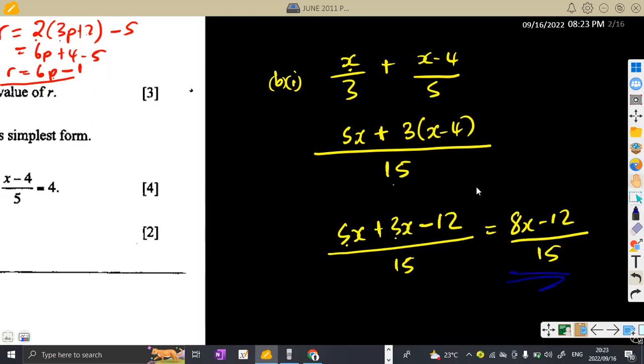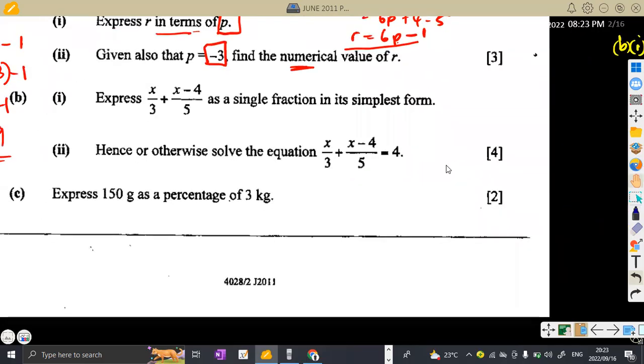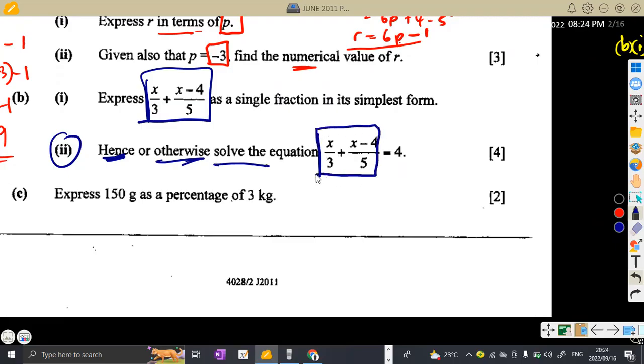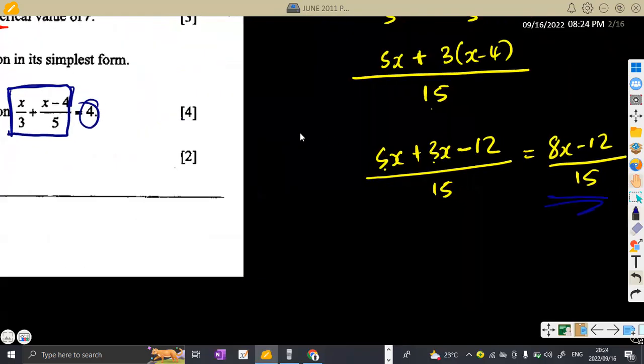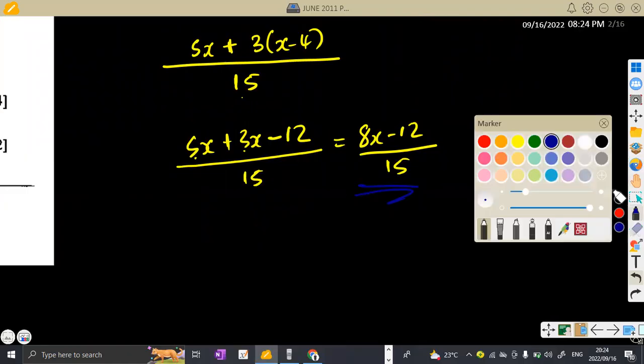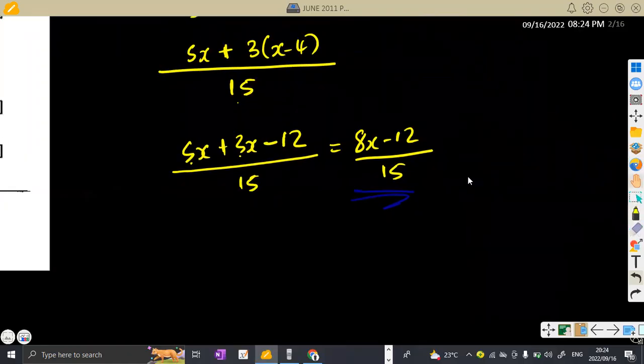All right, now if we cross-check the other part, it's hence or otherwise. It's now an equation that you're supposed to solve. Hence is a continuation from what you got here, continue from there. But otherwise, you can use any other concept. So you're asked to solve this equation. As you can see, this part here is the one that we have expressed as a single fraction. So we are going to equate it to 4. Already here we've got a single fraction, that is your hence from this part. So this is our item 2. Let us just have our item 2 here.